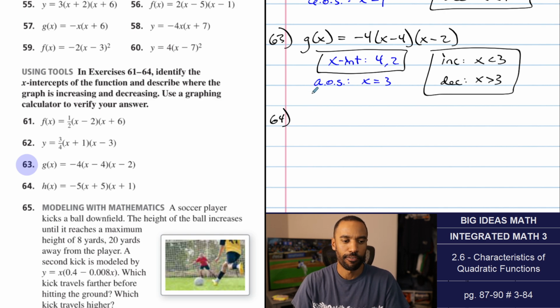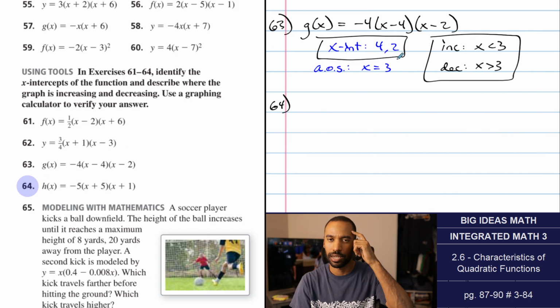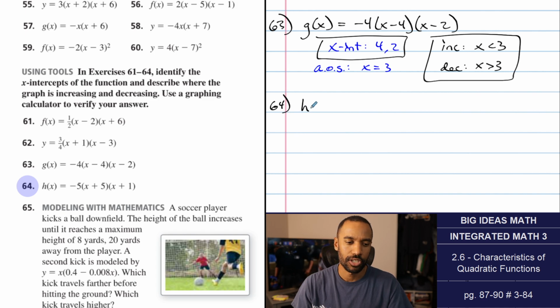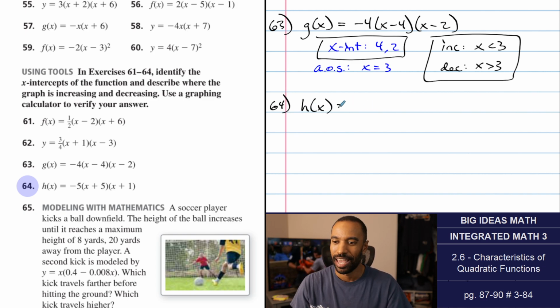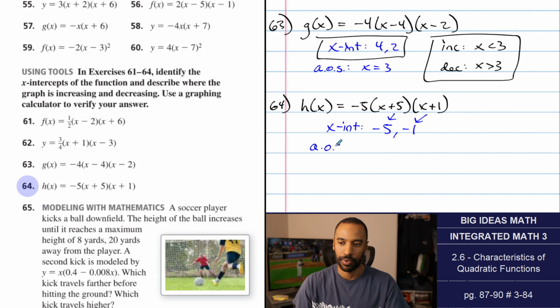And then number 64, and again, I use the graphing calculator in here to confirm it, right? H of x, I just hope I'm right. H of x is negative 5 times x plus 5 times x plus 1. Now, they were decent enough to give us integer x-intercepts, integer axes of symmetry, things like that. X-intercepts, negative 5, negative 1. Not negative 5 because of this, negative 5 because of that. Halfway between negative 5 and negative 1 is negative 3. That's our axis of symmetry.